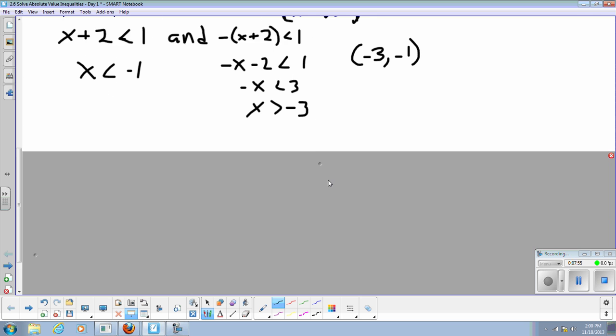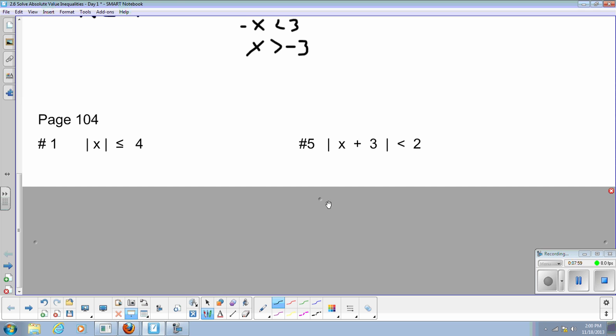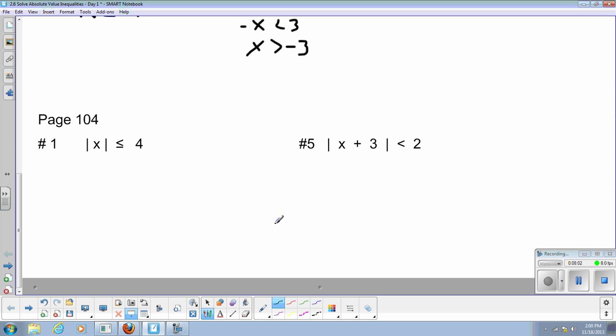All right, so let's take a look at a couple problems from your book. Page 104, numbers 1 and number 5. And if you'd pause the video for a moment and try both of these problems, then restart the video, and you'll see me do the problems for you. All right, so pause the video and give it a shot. All right, thanks for giving them a try. Now we'll take a look at what they are.